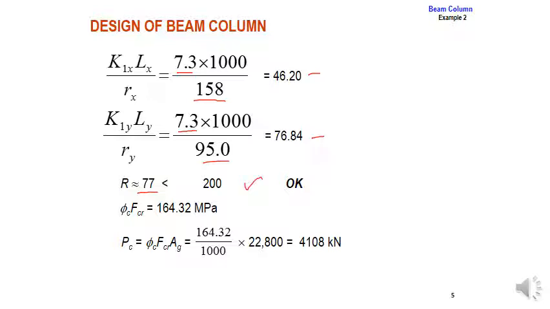If your check is satisfied, then corresponding to that you can get your φcFcr from the table. It will be 164.32. So if this is the particular case, Ag is already with you, so you can calculate the Pc value. Keep this Pc value with you. Again, it will be the first parameter used in the interaction equation.